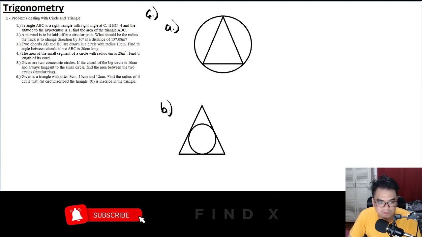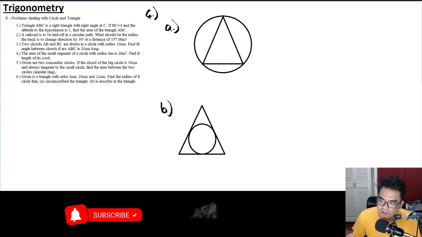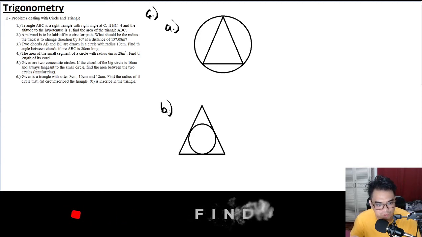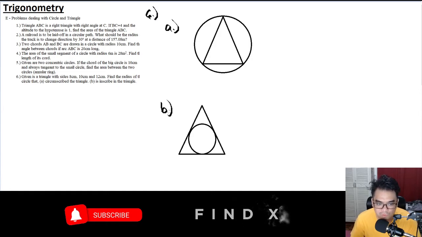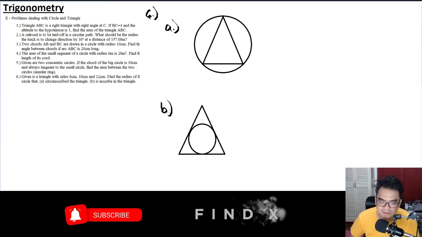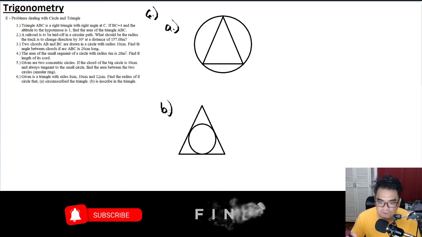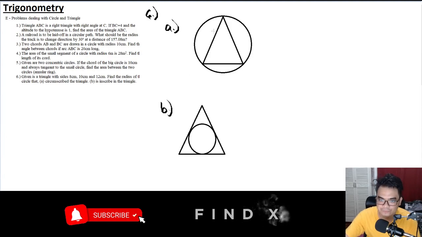When you say circumscribe the triangle, it's like the circle is hugging the triangle. So the circle should be outside, and the triangle should be inside. And then the other one, for letter B, is inscribed in the triangle. If you encounter this term inscribe, it just means that it must be inside. So the circle must be inside the triangle. As you can see, for letter A, the triangle is inside the circle, and for letter B, the circle is inside the triangle.